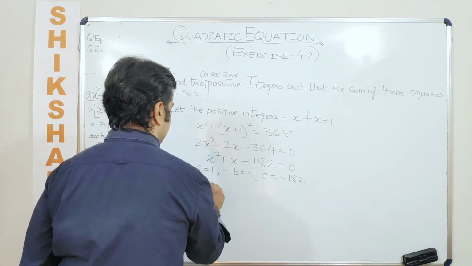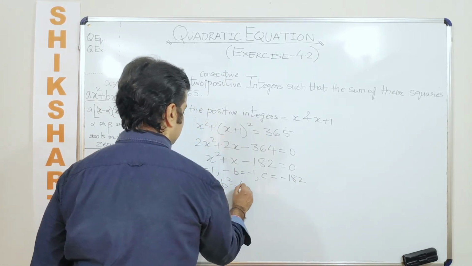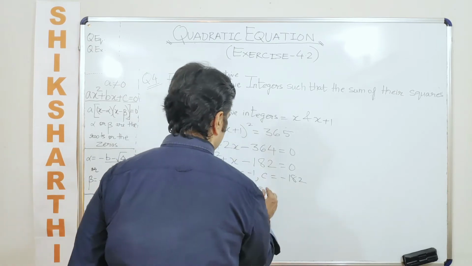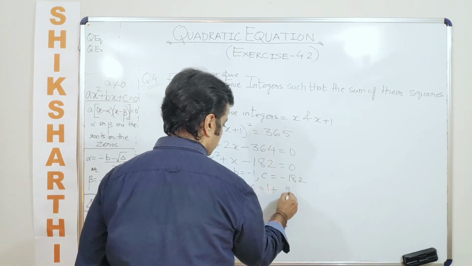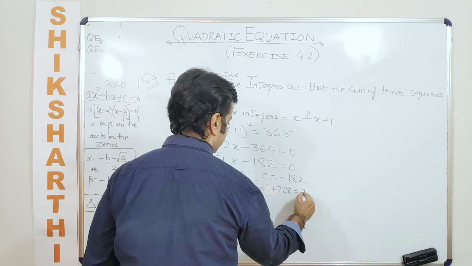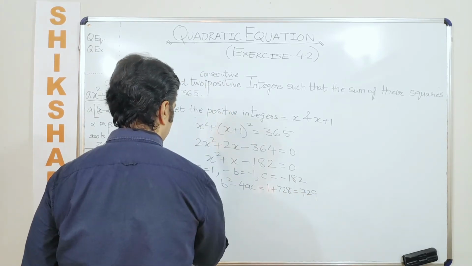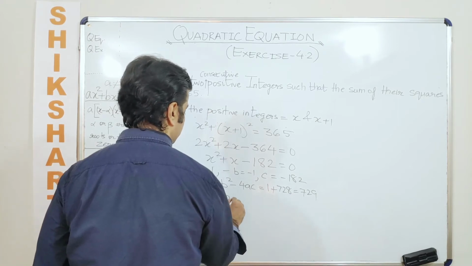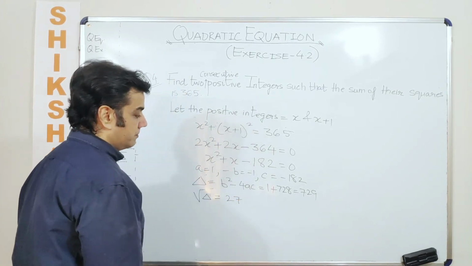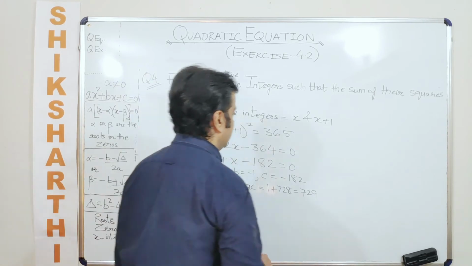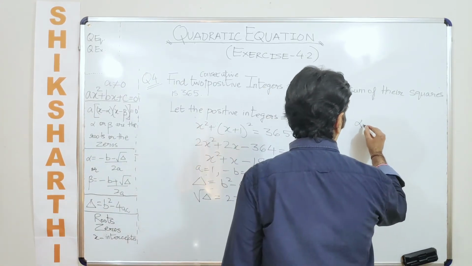What is delta here? Delta is nothing but b square minus 4ac. So b square is 1 plus 4 into 182, which is 728. This is 729. How much is the value of root of delta from here? So the value of root of delta from here is 27. So once we get the value of root of delta, now can we get the roots?